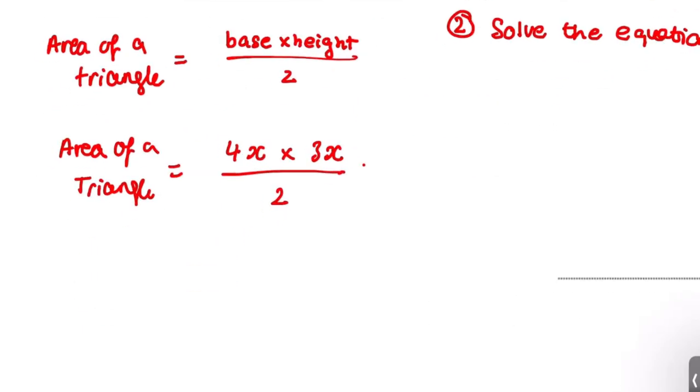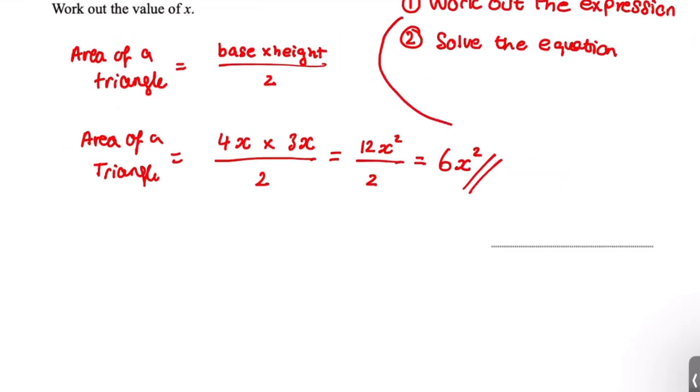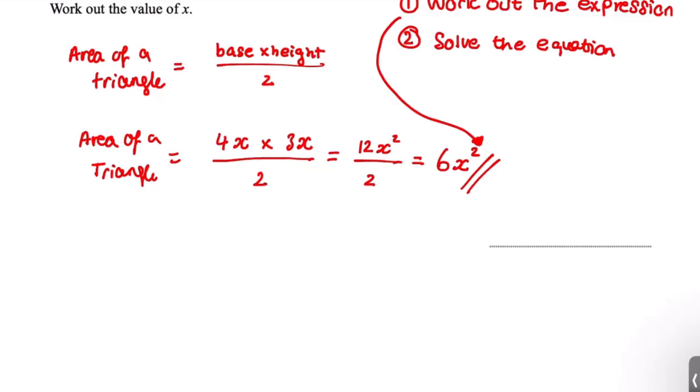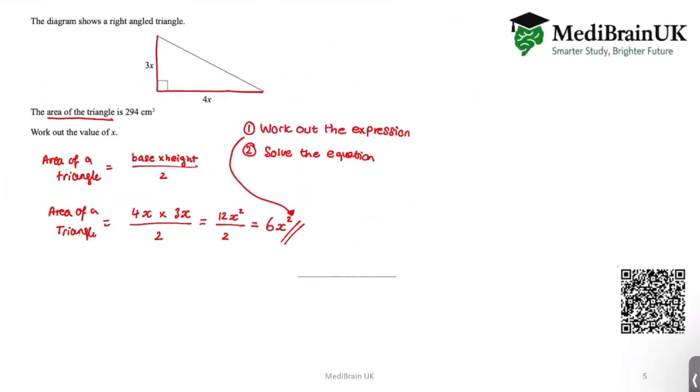Now 4x multiplied by 3x, 4 multiplied by 3 is 12, and x multiplied by x is x squared. So we have 12x squared, and then we need to divide by 2. So 12x squared divided by 2, 12 divided by 2 is 6, so it's going to be 6x squared. So that's the expression for the area of the triangle, 6x squared. Okay, that's theoretically using algebra, how you would work out the area of the triangle.